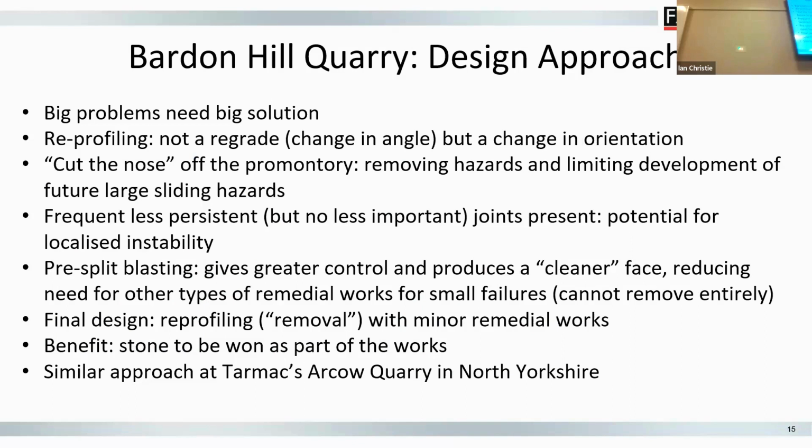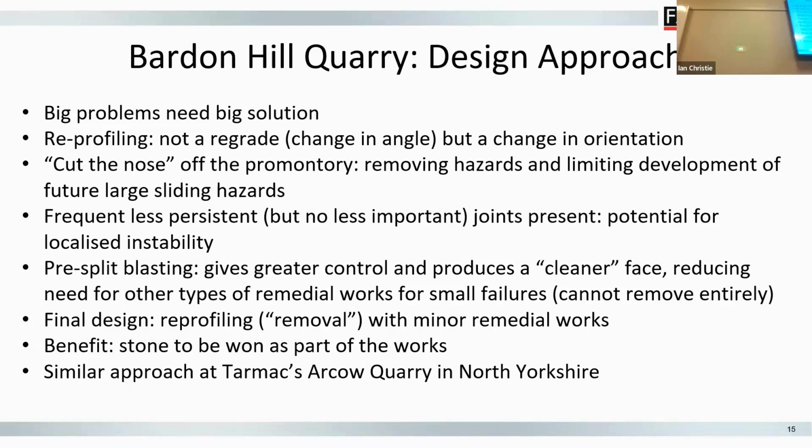So a big problem needed a big solution. And what we did here was reprofiling. So not a regrade, we didn't change the overall angle of the slope significantly, but what we did was change the orientation. So if you're a geology person and you're into using stereo nets to look at rock slope stability, we're basically rotating the slope around so that you could no longer have these sliding failures daylighting on the face. So we're basically going to cut the nose off this big promontory. We're going to remove the hazards, but limit the development of future big planar sliding hazards.